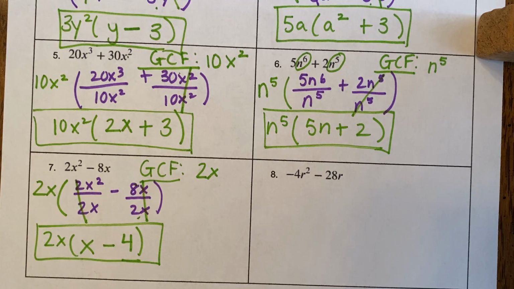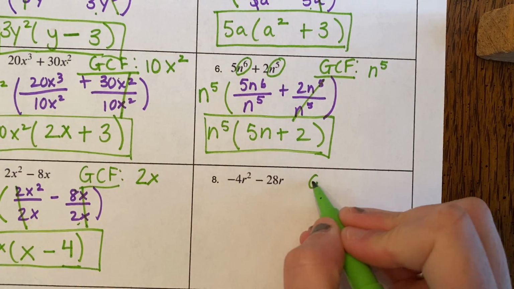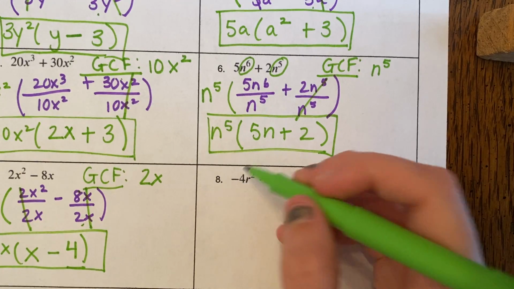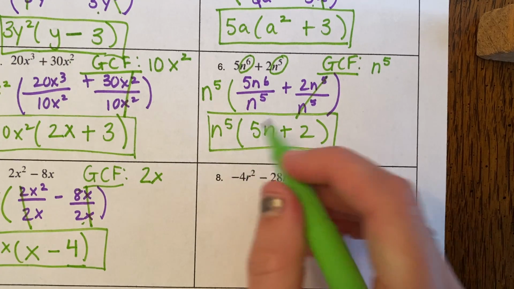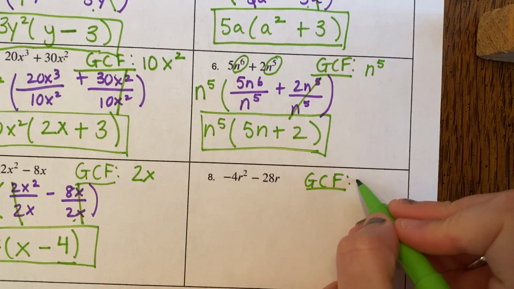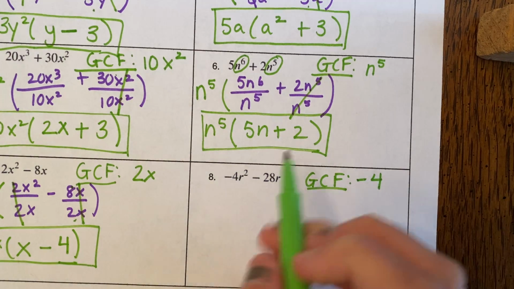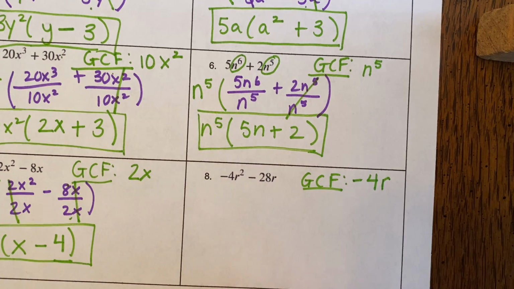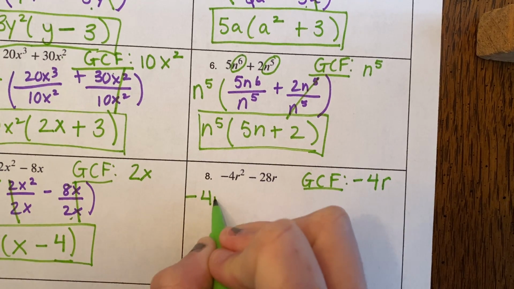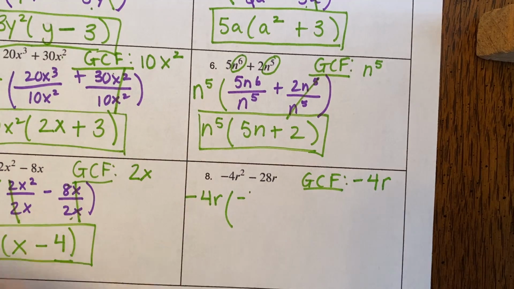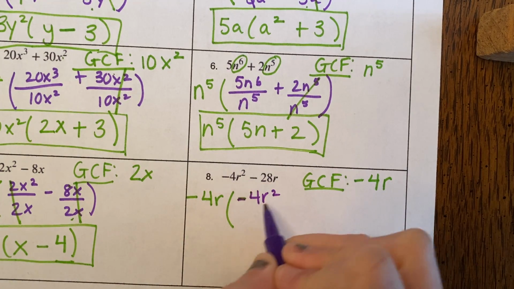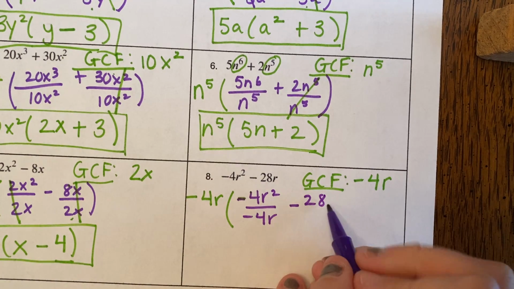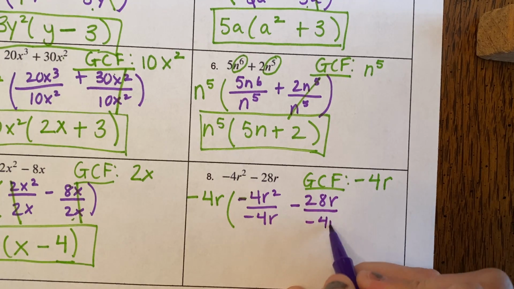Okay, and then the last one here, my GCF is going to be, I can factor out just a 4, or I can factor out a negative 4. It doesn't matter. But let's factor out a negative 4. And then with the r's, we have an r squared and an r, so we could just take out one of the r's. So we factor out a negative 4r: negative 4r squared over negative 4r, minus 28r over negative 4r.